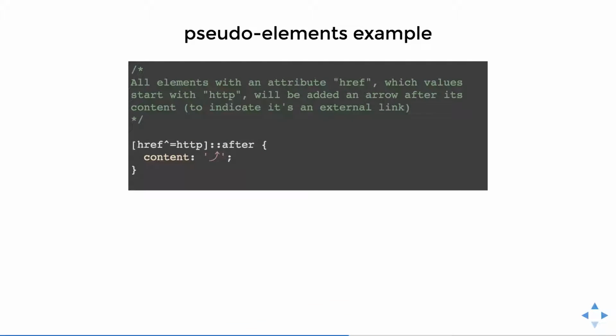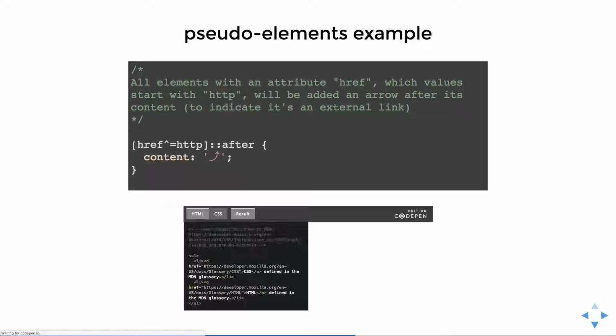So what's happening here? Who wants to tell me what's happening here? That arrow is being added to any link where the href attribute starts with http. Where is it being added? At the end of. Yeah. So that little arrow is being added after every link where the href attribute starts with http, right? So you're indicating on your page where your links go external.